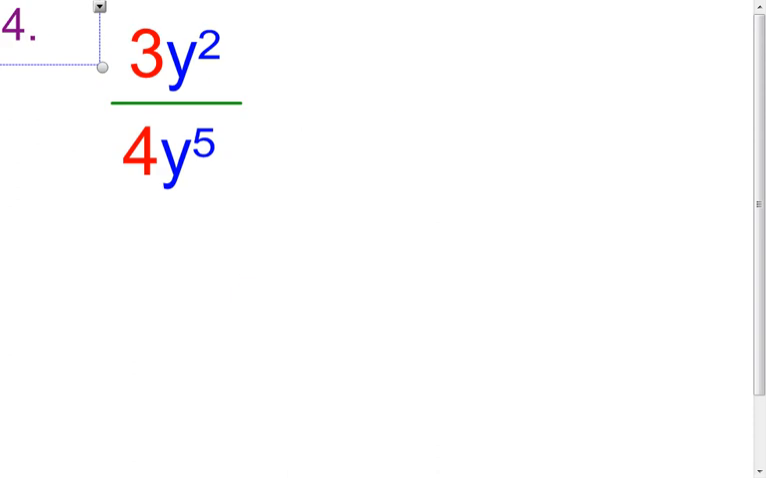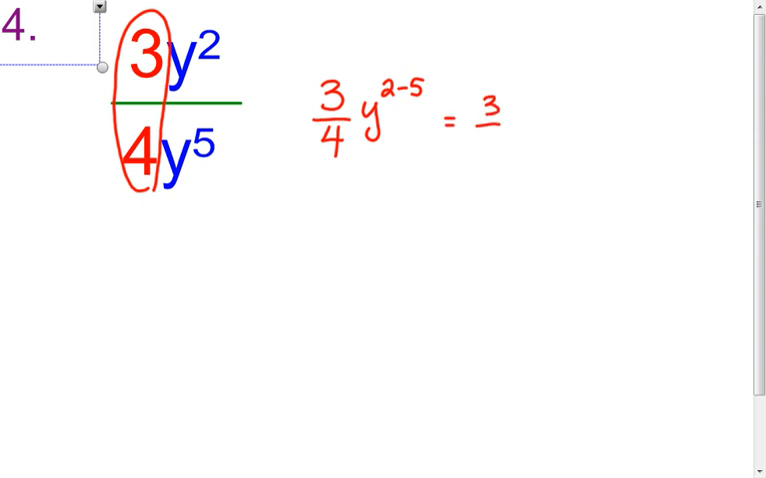All right, this is pretty similar, except for now we've got some coefficients that we're dealing with. So we've got the fraction 3 over 4 in the front. So I am going to simply think of this part right here as a fraction, 3/4. And I can't do anything with it. It is just simply 3/4. And then I will take y to the top exponent, which is 2, minus the bottom exponent, which is 5. Which of course becomes 3/4 y to the negative 3.